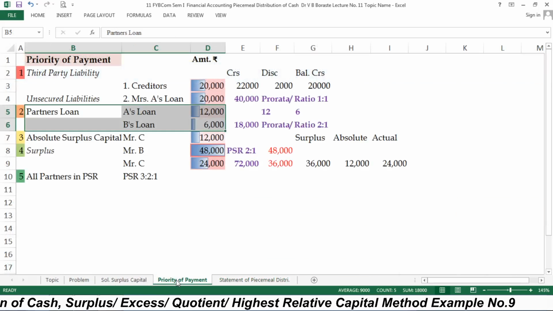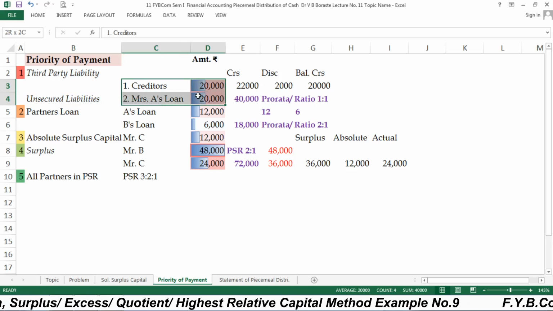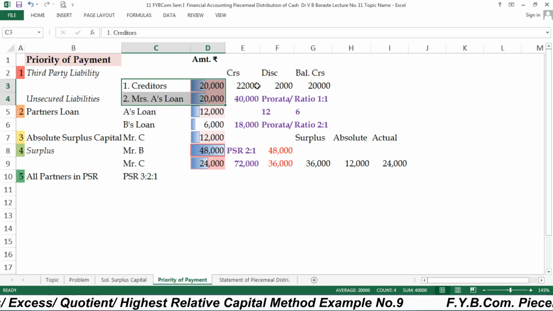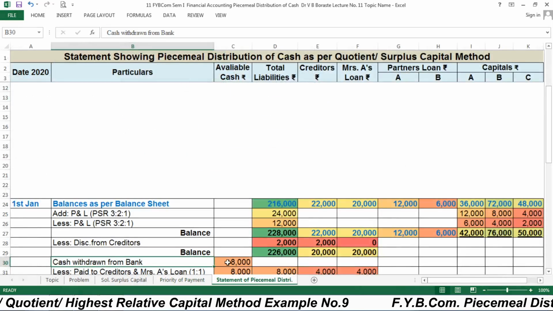Go to the priority of payment. Here is the priority of payment. First of all, we have to pay creditors and Mrs. A's loan, that is 20,000 and 20,000. The total we have to pay is 40,000. But here we don't have an amount of 40,000.